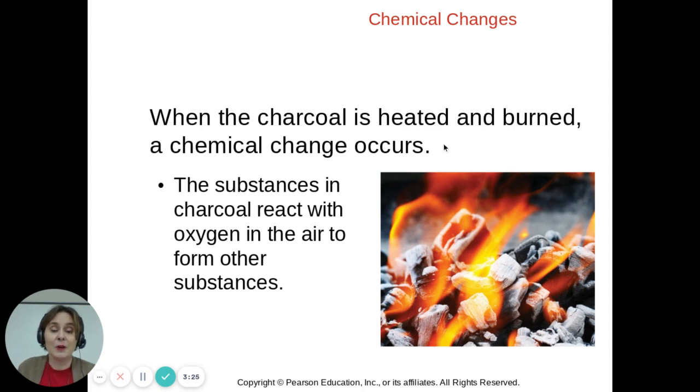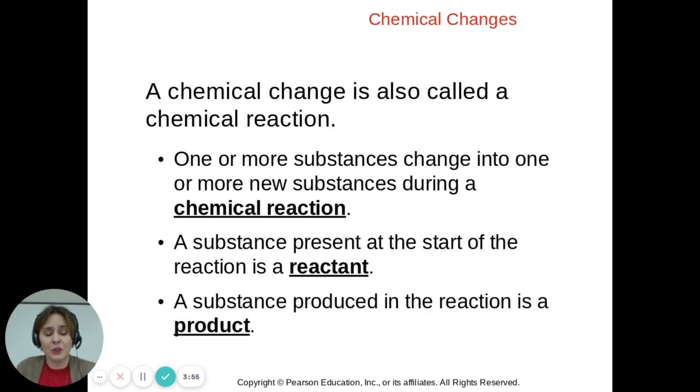When that charcoal is heated and burned, the substances in the charcoal, the carbon and the other stuff that's there, react with oxygen in the air to form other substances. In a lot of cases, you're going to have some carbon left behind, and you're going to lose some water vapor. It's going to look like you had less stuff when you ended your grilling session than when you started out with just the charcoal. That's actually not quite true. What you start out with has to equal what you end up with.